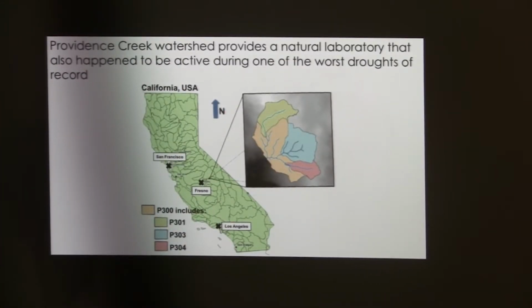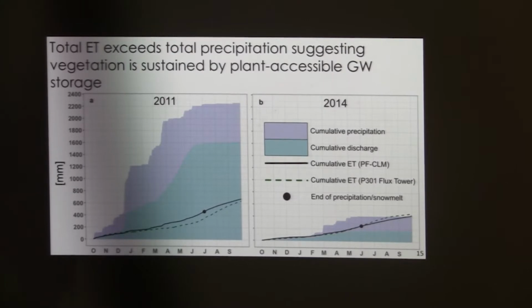So in the Southern Sierra CZO, she ran this very small watershed, Providence P300, which includes these different subwatersheds. And I think the takeaway is that it's this natural laboratory that happened to be active during one of the worst droughts on record. And if we look at Kate's model simulations, these are her model simulations replotted like Roger's plot, we see that in 2011 we have high precipitation, we have high runoff. In 2014, we have really low precipitation, low runoff.